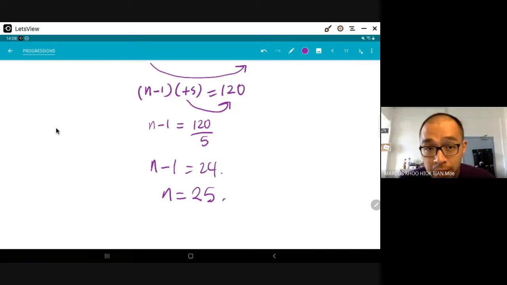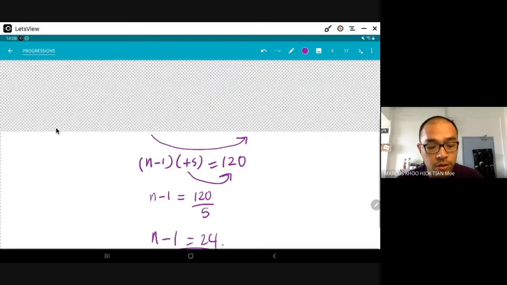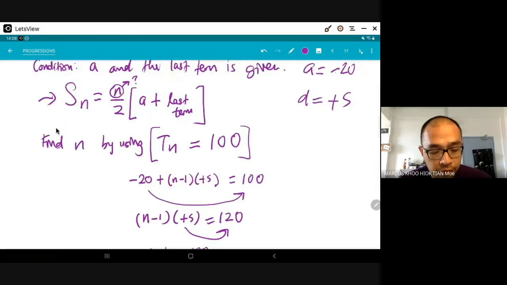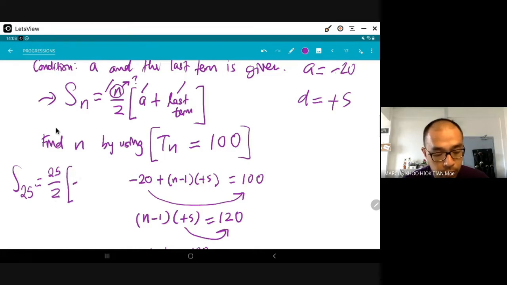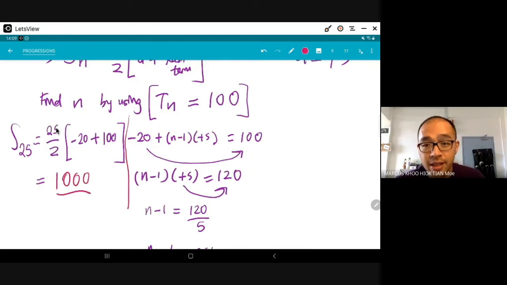Now, this is the best news, guys. N equals to 25. Kita cukup syarat sudah ini. Look, we have the first term, we have the last term, we have n. So, S25 equals to 25 over 2. What is the first term? Negative 20. Plus, what is the last term? 100. Begini. Okay, press calculator satu kali saja. How much do you get? 1000 is the answer.